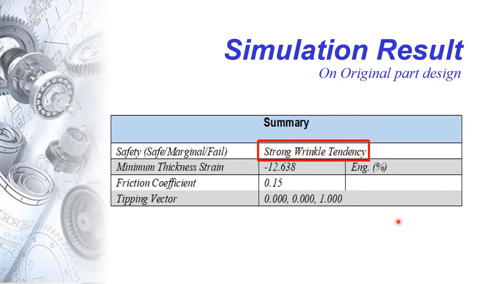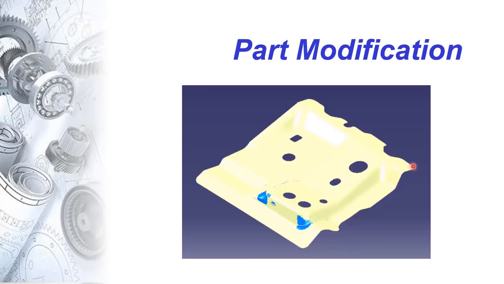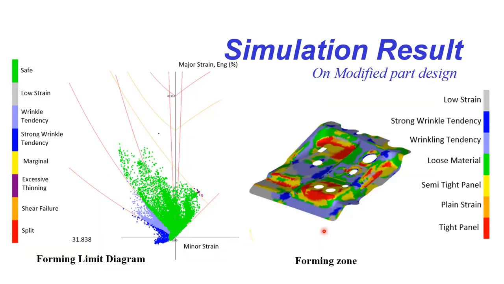The result summary can be seen in this table. It says that this part has a strong wrinkle tendency. Therefore, we run the simulation again after the part was modified. The modification is mainly on the radius of this corner to minimize wrinkle tendency. We run the simulation again and the result shows that the wrinkle tendency is less than before. Similarly here, the blue color is also less than before.